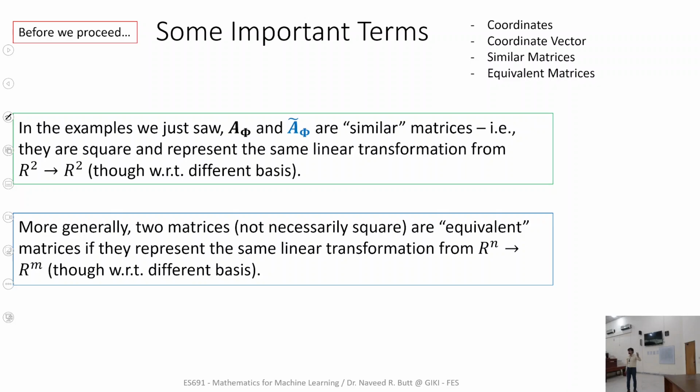It was R2 to R2, but when you have non-square matrices doing the same thing, R2 to R3, R3 to R2, something like that, Rm to Rn, Rn to Rm, then if they do the same thing, we call them equivalent. So similar is kind of a subset of equivalent, right? So when n is equal to m and the matrices are equivalent, then they are also similar.